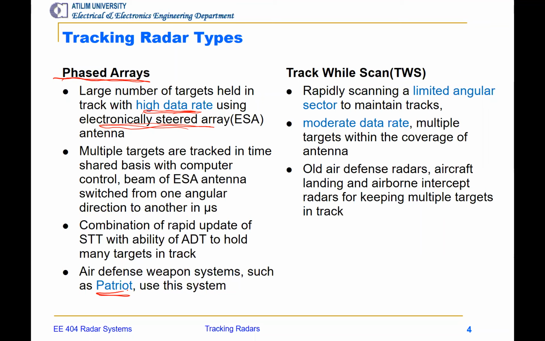Track while scan, TWS, again covers a limited angular sector to maintain tracks. It has moderate data rate. It may track multiple targets in the coverage volume. All air defense radars and aircraft landing and airborne intercept radars use this track while scan technology or tracker.